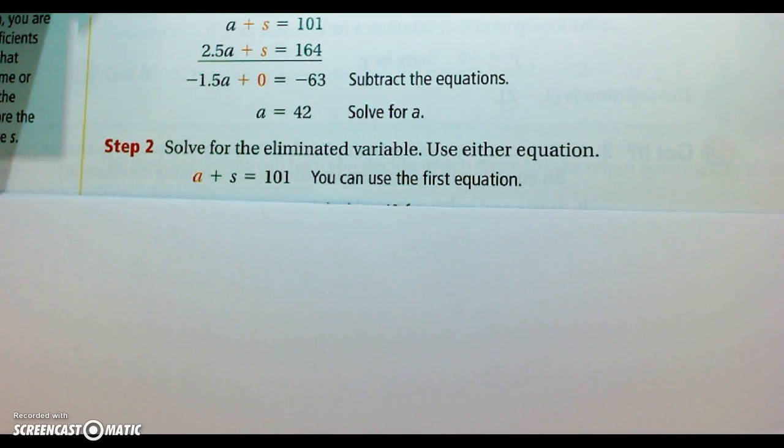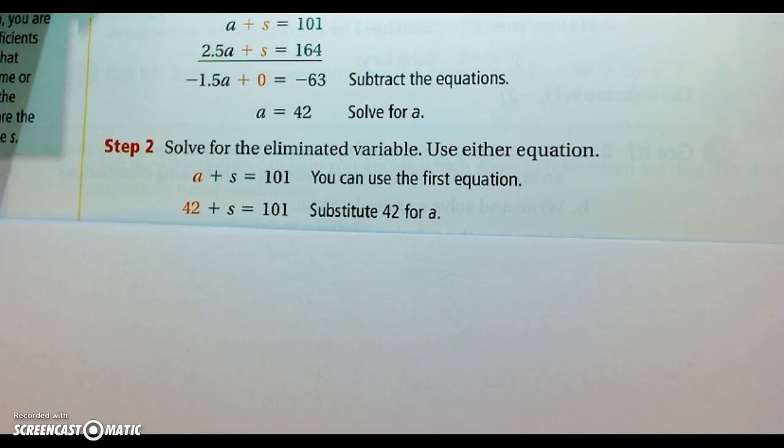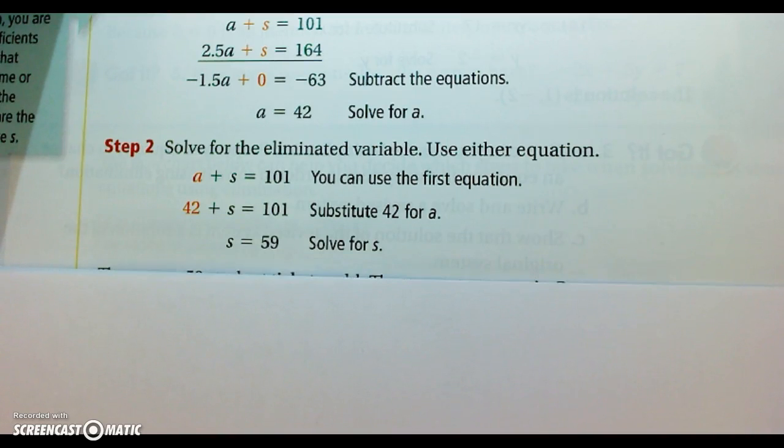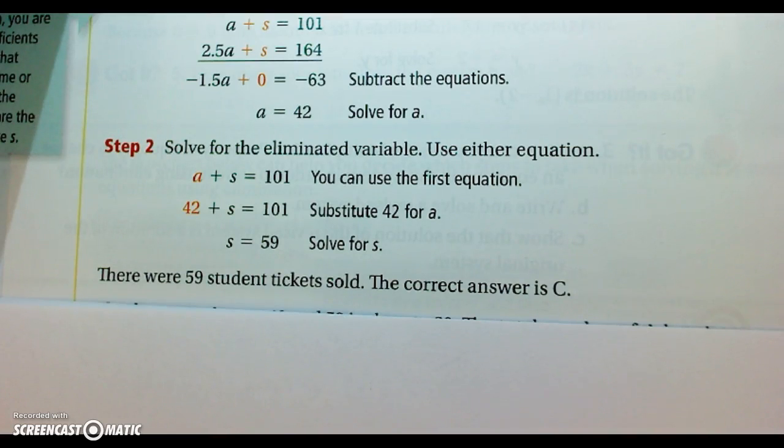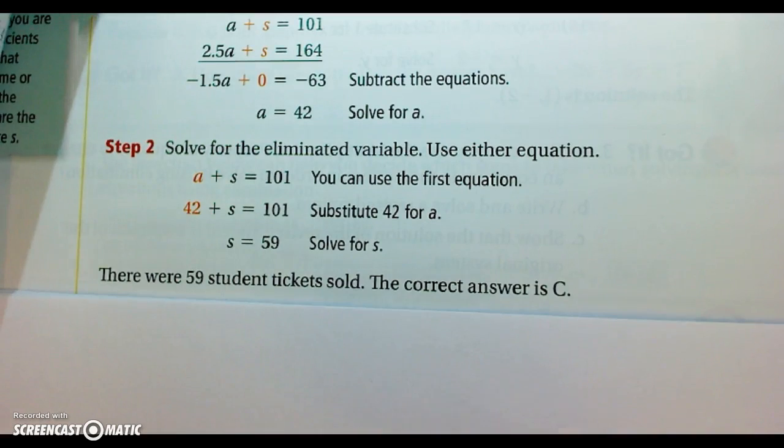So we need to substitute the 42 into the equation. Pick one of the equations, put 42 in. So we're going to subtract 42 from both sides of the equation, and s is equal to 59. There are 59 student tickets sold. The correct answer is C.